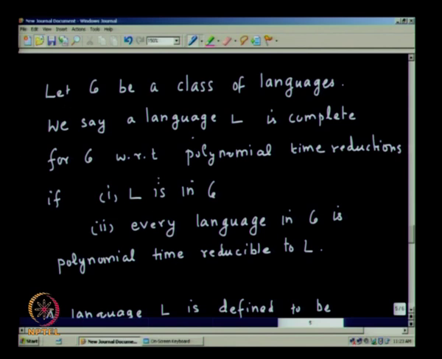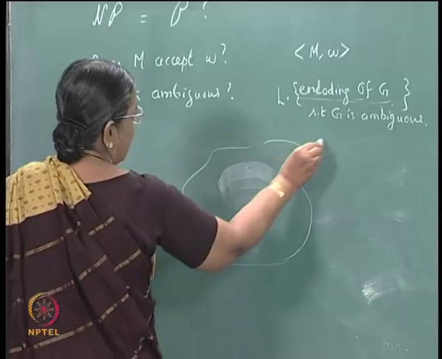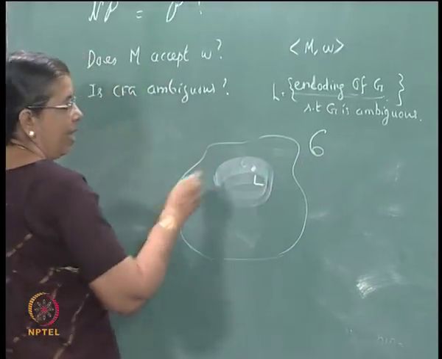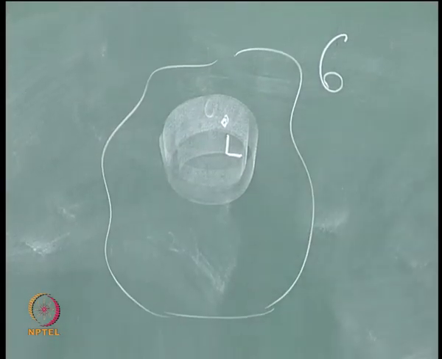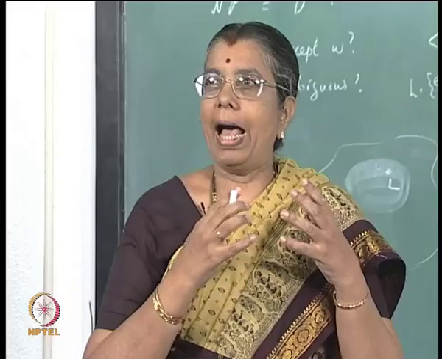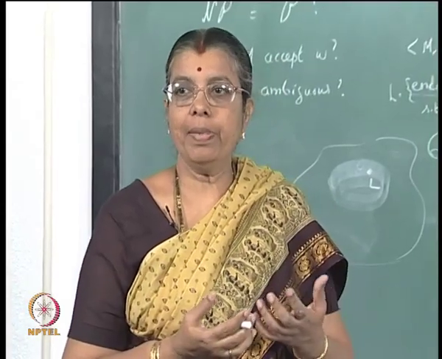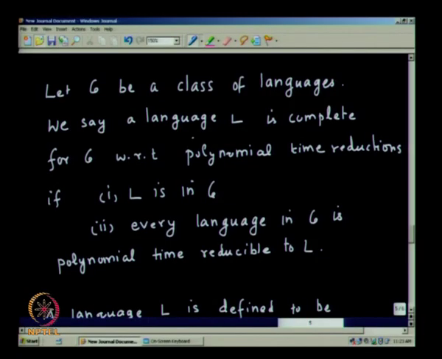So, I will repeat this definition again. Let C be a class of languages, this is a class say, and the language L is said to be complete for that class. It is as difficult as any other problem in the class. A language L is complete for C with respect to polynomial time reductions if L is in C and every language in C is polynomial time reducible to L. Two conditions have to be satisfied.